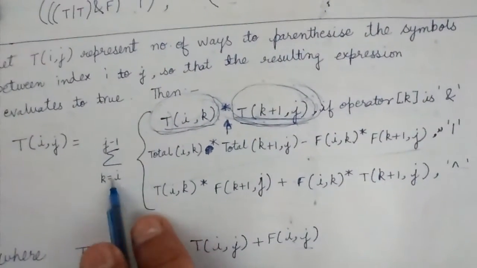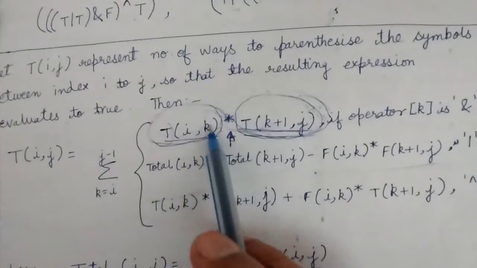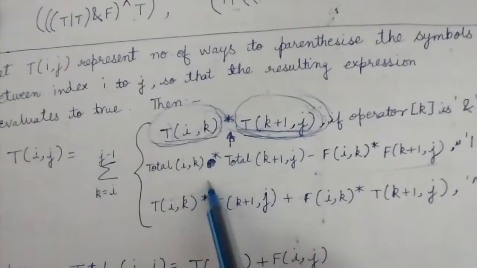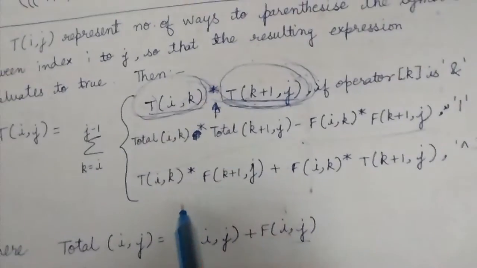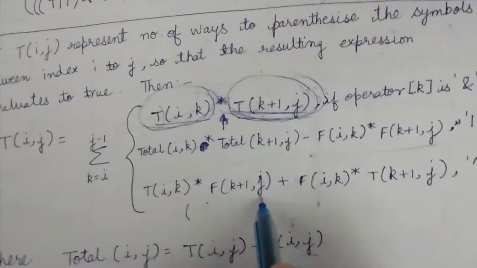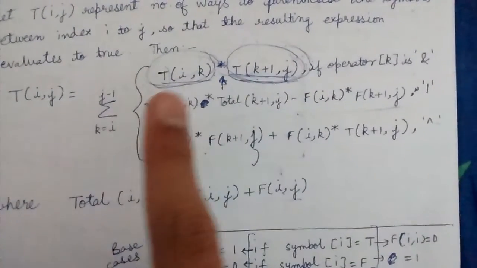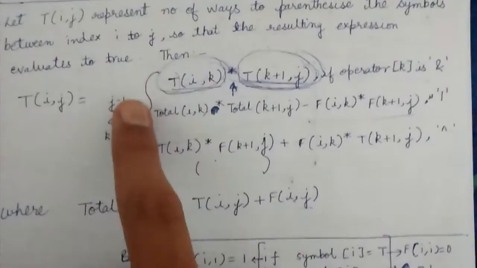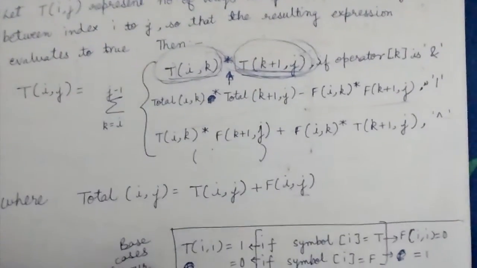But let's come to the outer part. Why are we varying k from i to j minus 1? Because we assumed the partition to be at k, but now k can also vary. Just see. So we consider k from i to j minus 1. k can also vary from i to j minus 1.